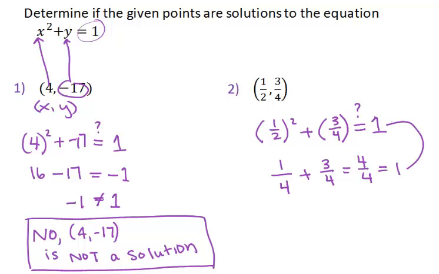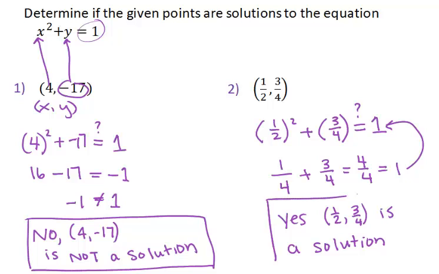So that does match the thing that we're looking for. So the answer to this problem is yes. The ordered pair, 1/2 and 3/4, is a solution to our equation, meaning that this ordered pair will be on the graph of our equation.